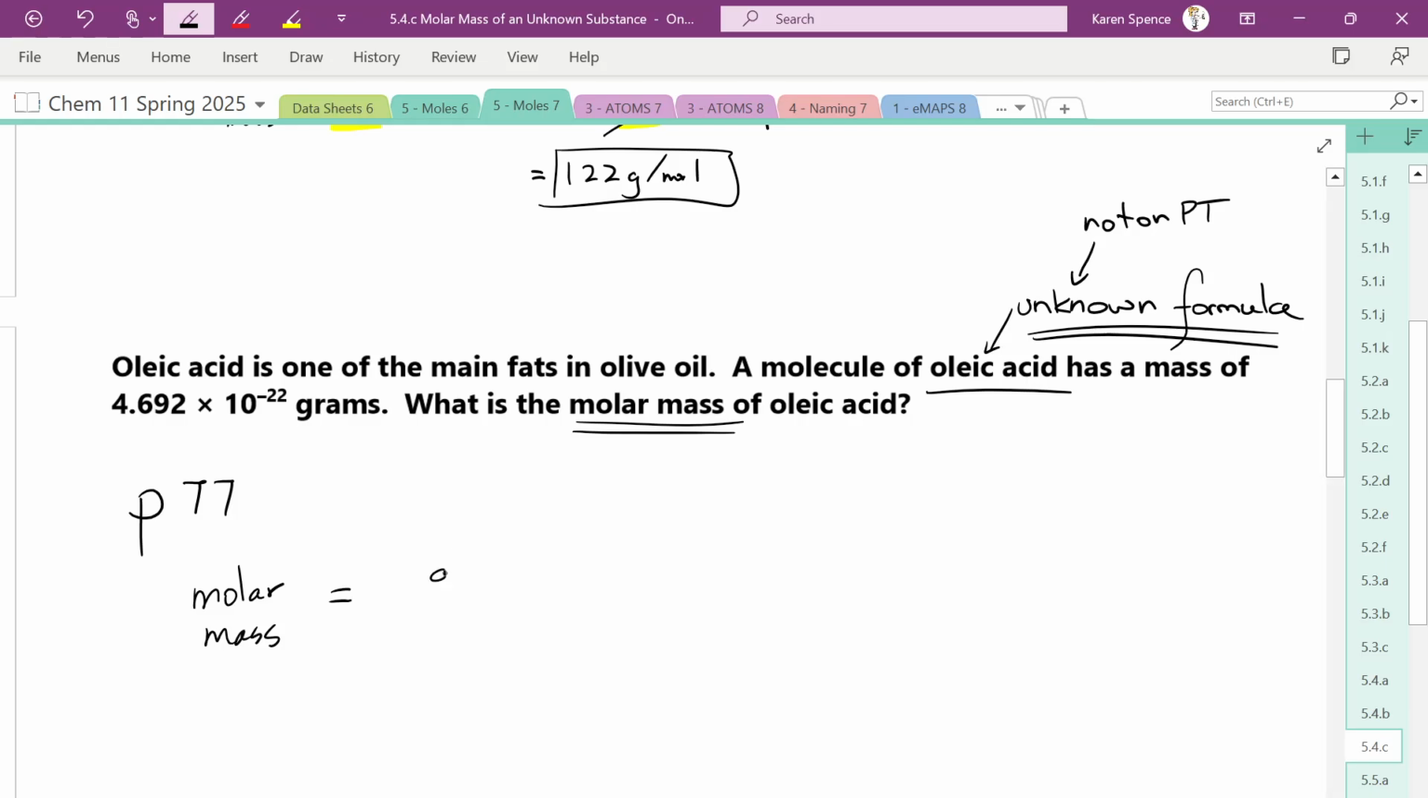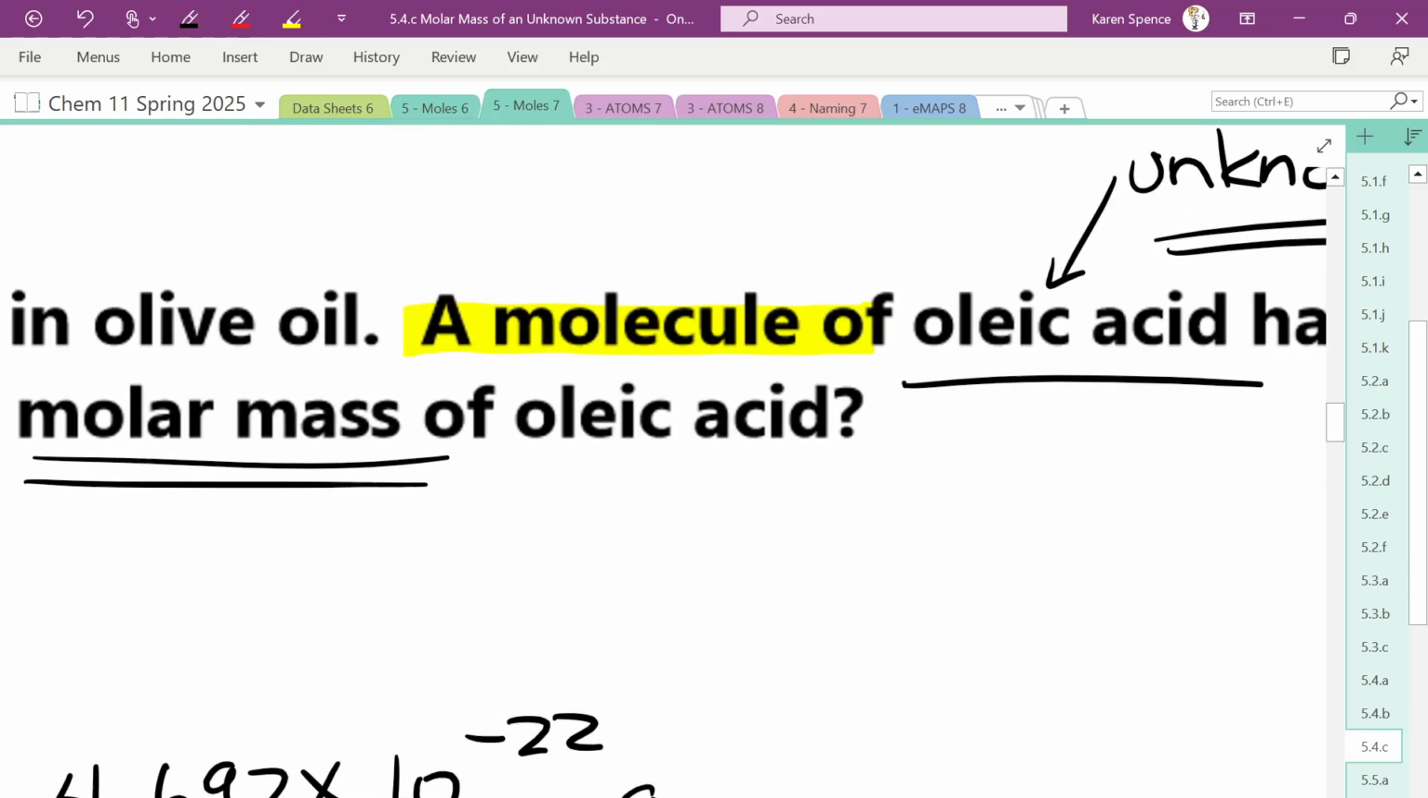I have the mass. That's good. And what would I like on the bottom? Moles. I do not have moles. Okay, so let's just plug in our grams because we know we can do that. 4.692 times 10 to the negative 22 grams. I do not have moles. Nowhere in that question does it say moles. What do I have? I have molecules. How many molecules? One molecule. How do I know that I have one molecule?